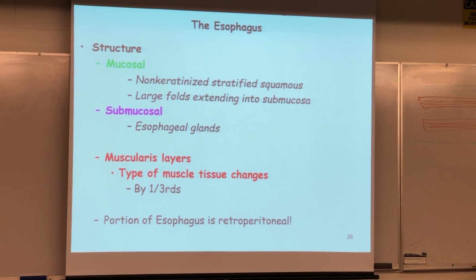The last inch of your esophagus is retroperitoneal to kind of anchor it so I can keep it in place so it doesn't waddle all over the place. It's not all retroperitoneal, but the last portion of it is.